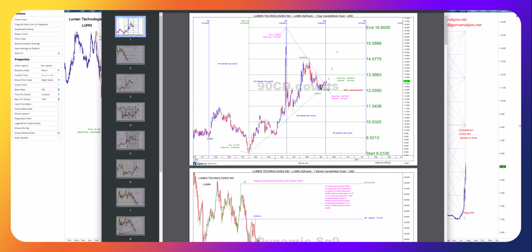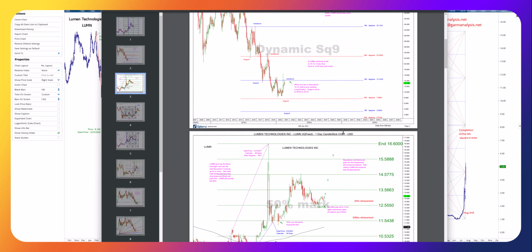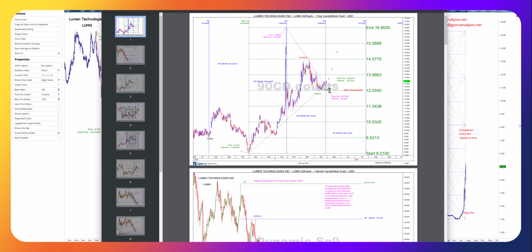Now, at the time, to be honest, when I created this, I thought it had great support at 12.55 because it bounced off of that in sync with a 90-day cycle. I thought it was going to go up. All right, so maybe I'm proven wrong about that. And over the course of the next few years, it went down dramatically. But that's how GAN works. You have critical support. If you take it out, you get out of the stock. You don't stay with it. The 50% retracement is always the most important retracement. That's the one you want to pay attention to.